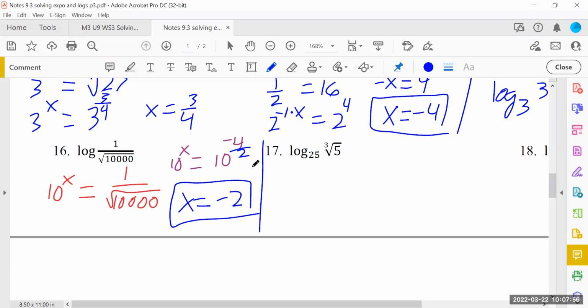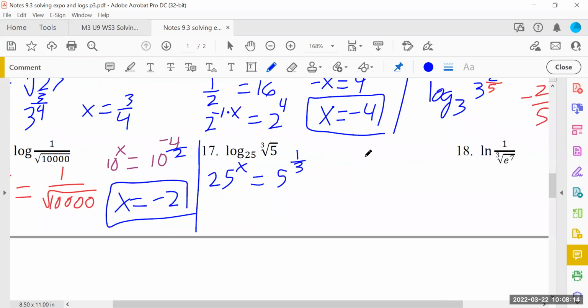17, I wouldn't want to do with the old method of trying to say 25 to what power makes this. I would definitely make an equation here. 25 to the x power equals 5 to the 1/3 power, right? That's a cube root is a 1/3 power. So 25 is 5 squared. So 5 squared times x equals 5 to the 1/3 power.